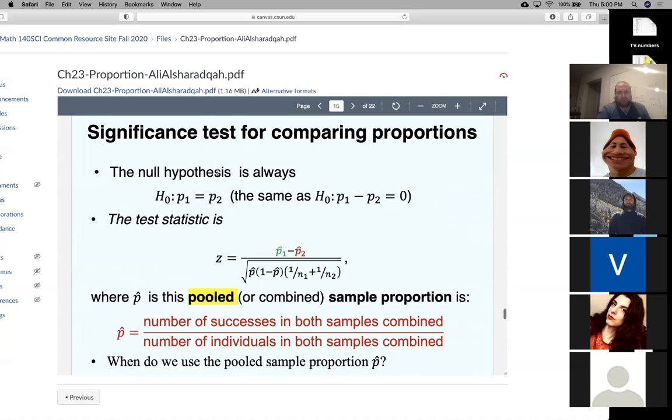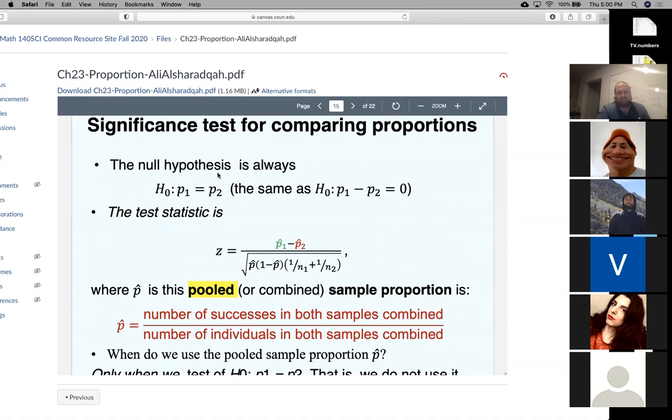So for null hypotheses, we use the assumption that P1 minus P2 is 0, which is why we don't subtract P1 minus P2 or anything here, because it's 0. This is our Z statistic. And because we're working under the assumption that P1 is equal to P2, we're going to use the pooled sample proportion. We don't look at P1 hat and P2 hat separately, but we pool them together.